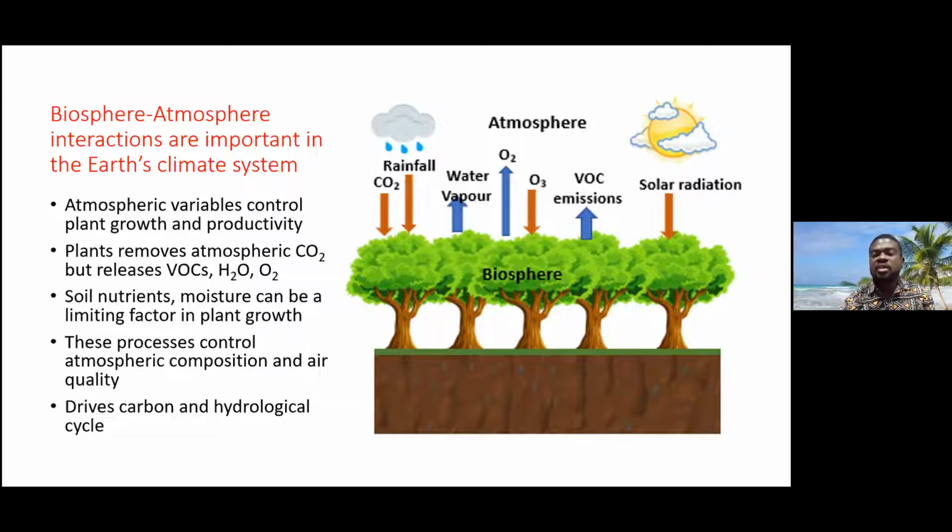And so atmospheric variables control plant growth and productivity. Things like soil nutrients and soil moisture could also be limiting factors to plant growth. And these processes, as I've said, control atmospheric composition and air quality at local, regional, and global scale. They also drive the carbon and hydrological cycles. And so it's important that we understand the various processes and how climate change or changes in environmental conditions are likely to affect them going forward.